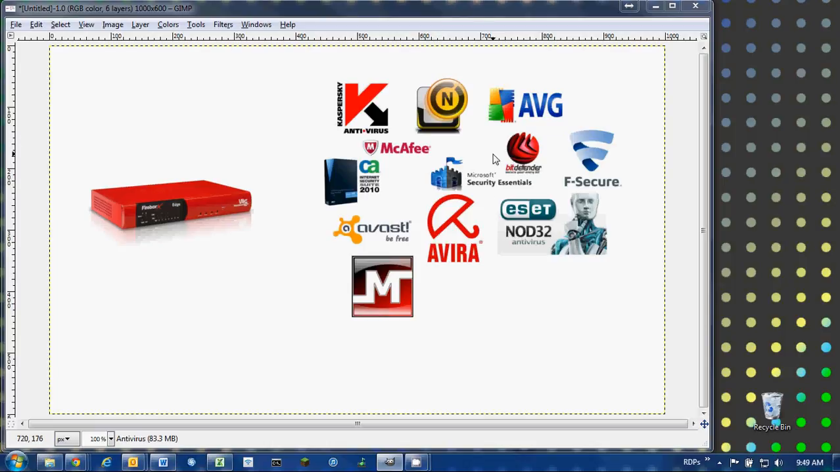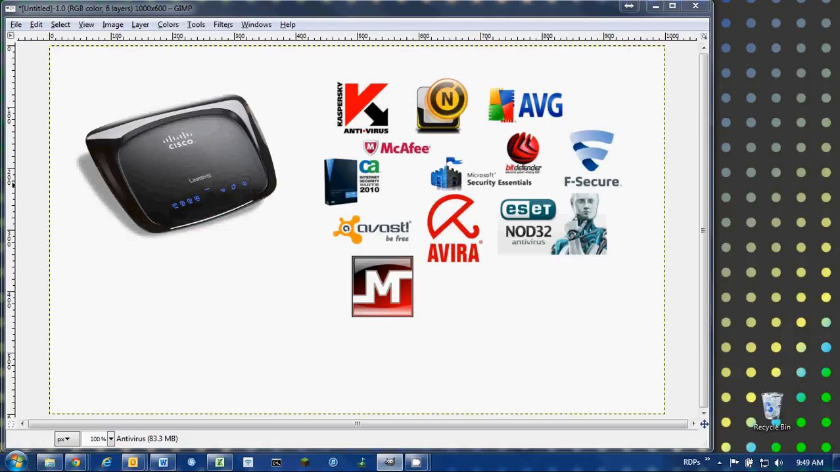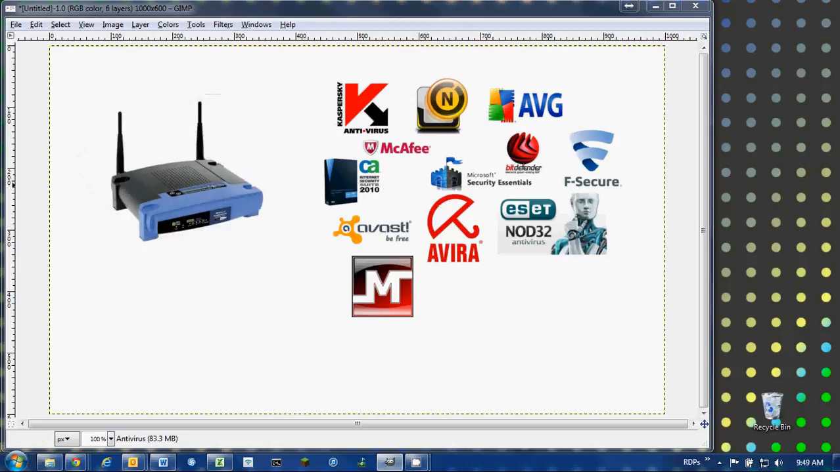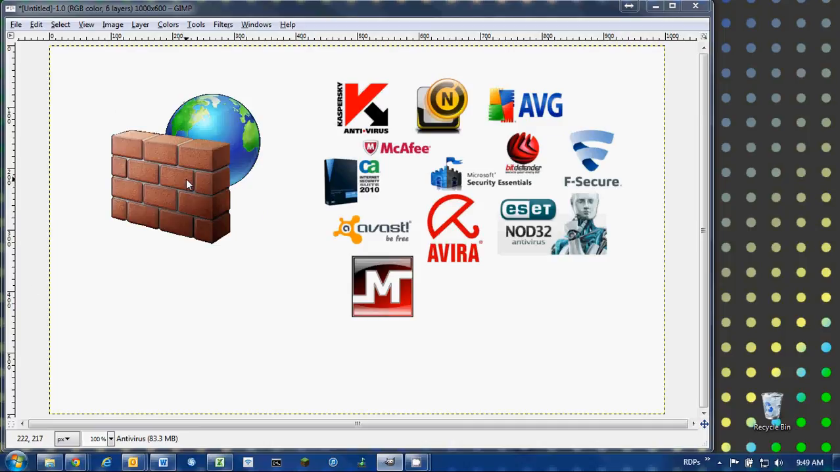Some of the ones that I would recommend: Microsoft Security Essentials is great. Malwarebytes is amazing. Avast is great. AVG works all right. I haven't had any problems with it. And then for firewalls, we have things like the WatchGuard firewall here, the Cisco firewall, Linksys firewall, and Windows firewall. Windows Firewall is a software firewall that by default is on everyone's computer, and it's good practice to keep that running.